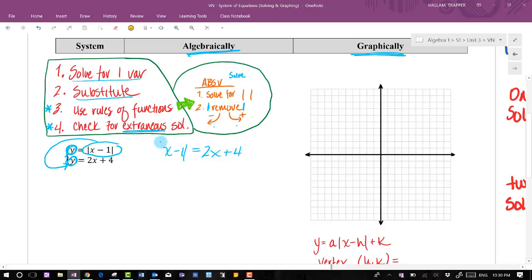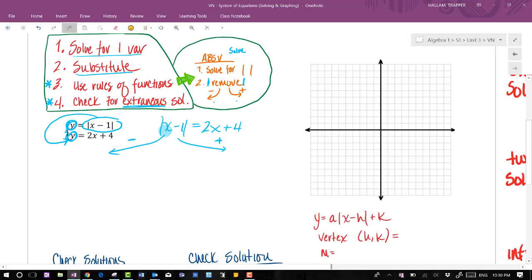Since it's isolated, we're going to attempt to get this x outside of the absolute value by removing it and making one negative version and one positive version. So what does that look like? We take what's inside, remove the absolute value, and make it negative: the negative quantity of x minus 1 equals 2x plus 4. We also have the possibility of a solution as the positive version of what's inside the absolute value.